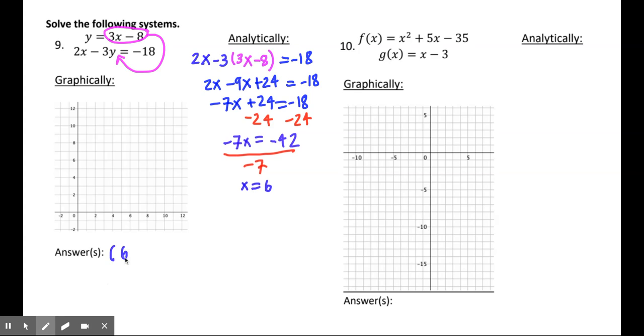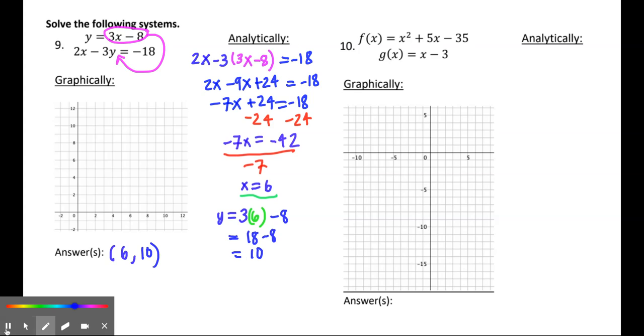So our point of intersection is going to be 6 something. So to figure out what that is, you plug that in to either of these, but it's probably best if you do y, because y is already isolated. So it'll be y equals 3 times 6 minus 8. So then that will be 18 minus 8. So you get 10. So our point of intersection is 6, 10, right, which is right here.